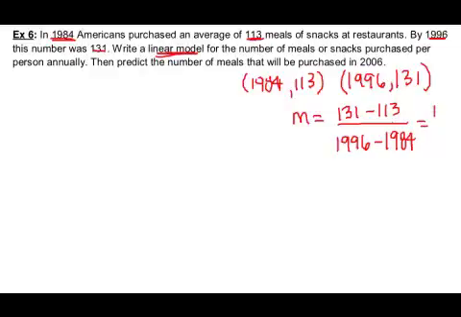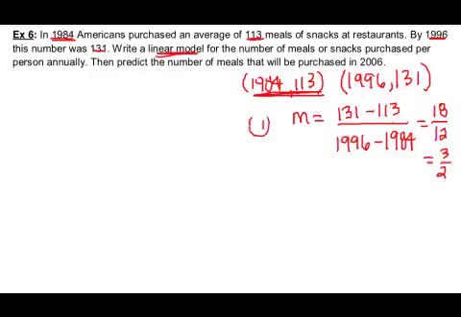We subtract these, we get 18/12. And we can divide both of those by 6 to get 3/2. So our slope is 3/2. Then to write a linear model, again, we need the slope and a point. So we can pick either one of these points to use. I'm going to use the first one just because it's written first. It really doesn't matter which one you use. So we're going to plug that into point slope form.